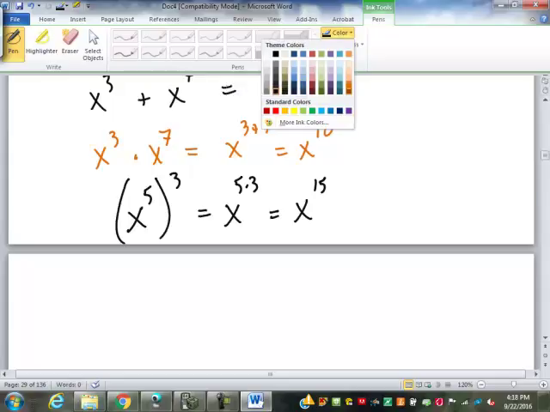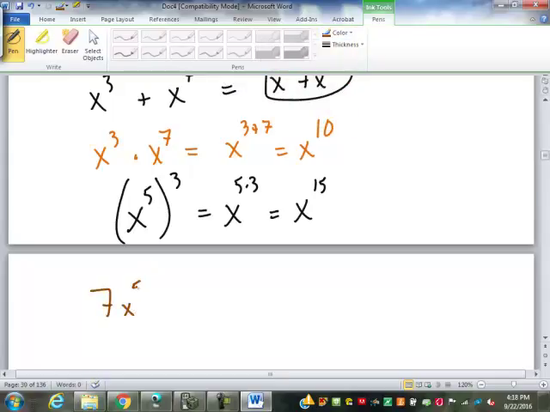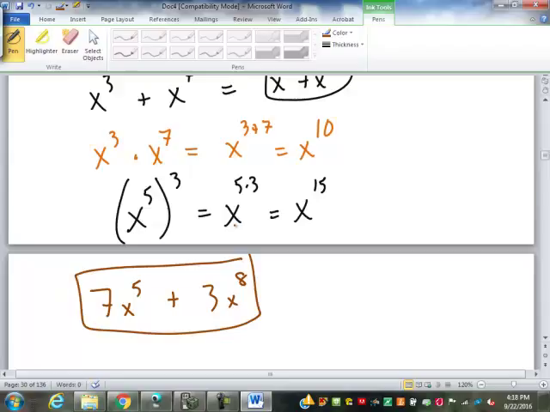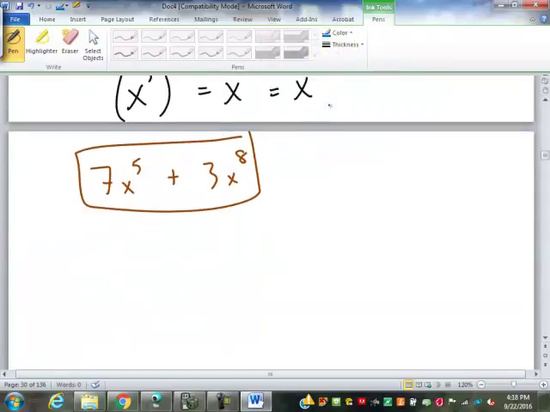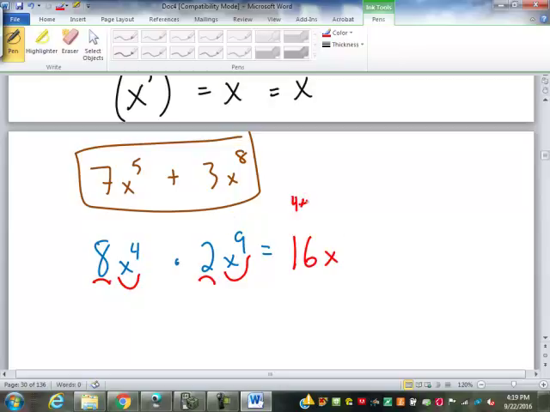So now when we put numbers with these, 7x to the 5th plus 3x to the 8th, what are we going to get? Trick question. 7x to the 5th plus 3x to the 8th. It does not change. If I have 8x to the 4th times 2x to the 9th, what am I going to get? Perfect. The big thing, people look at this and they think, oh, when we're multiplying, we're going to add. Well, that's only true for the powers. The numbers, however, still multiply. 8 times 2 is still 16. It's just x to the 4th times x to the 9th is x to the 4 plus 9, which is 13.